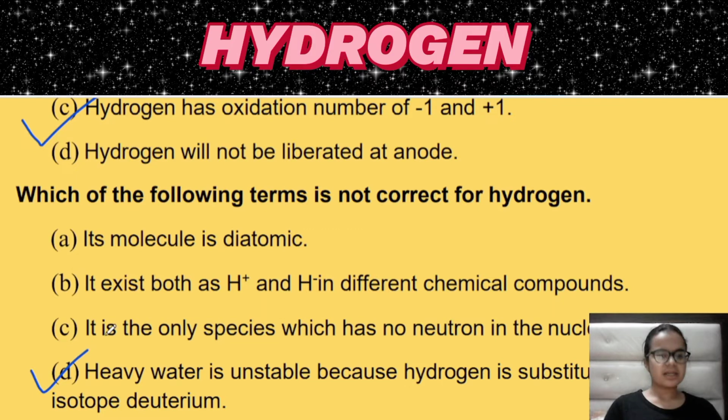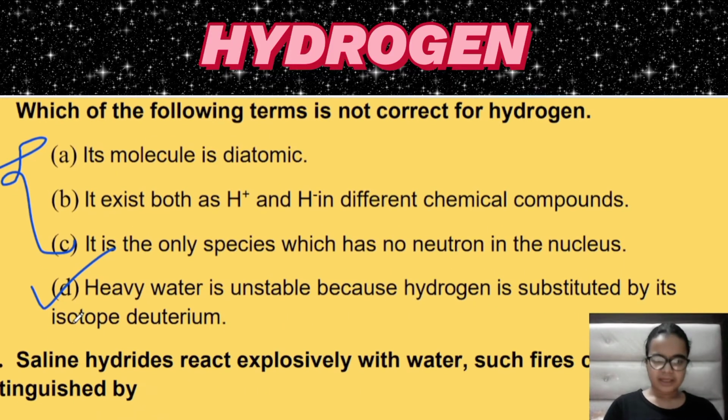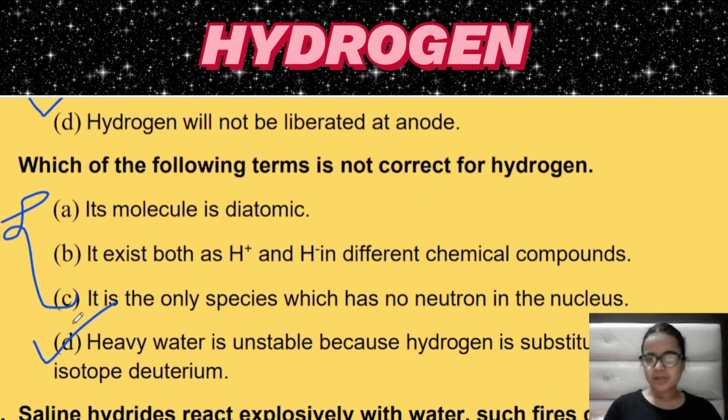Next question is, which of the following terms is not correct for hydrogen? And the answer is D. Heavy water is unstable because hydrogen is substituted by its isotope deuterium. It's not correct. Rest of the statements are correct. That is, its molecule is diatomic. It exists both as H+ and H- in different chemical compounds. It is the only species which has no neutron in the nucleus. All these statements are correct, but the D option is wrong. So it is the correct answer, because the question is, which is the not correct option.